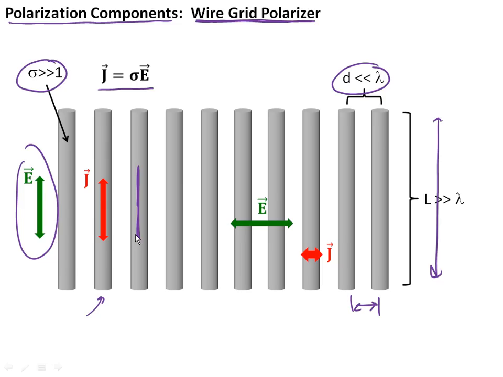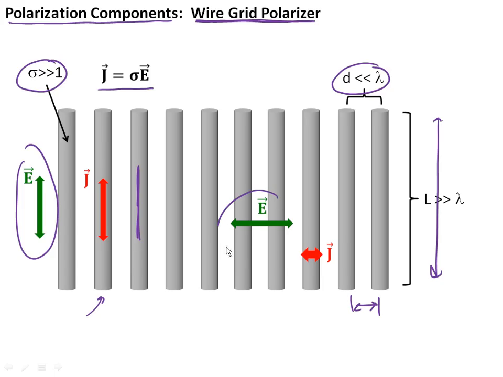Now, it takes energy from the wave to move those electrons, to accelerate them, to push them up, and then to change their direction and put them down. And so all the energy of the electric field goes into pushing those electrons. And so no electric field gets through this wire grid polarizer because those electrons are going up and down.